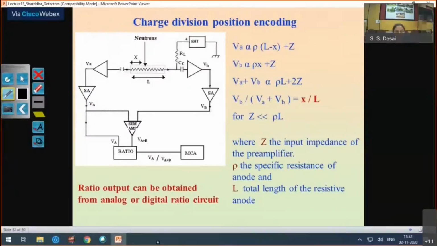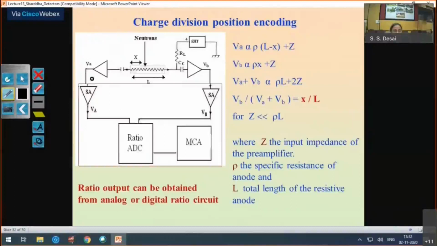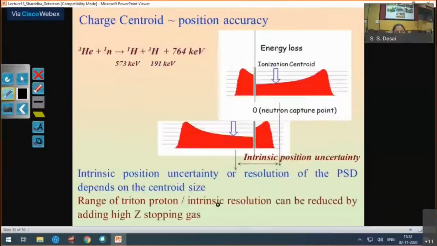You can see that this electronics is slightly more complicated than the simple counting detector, but our advantage is that we are covering quite a large length of detection as well as position. Here this divider can also be replaced by using a ratio ADC, and the pulse processing is faster with this ratio ADC. It makes things slightly simpler, and the output which is proportional to this position explains the 2 theta.